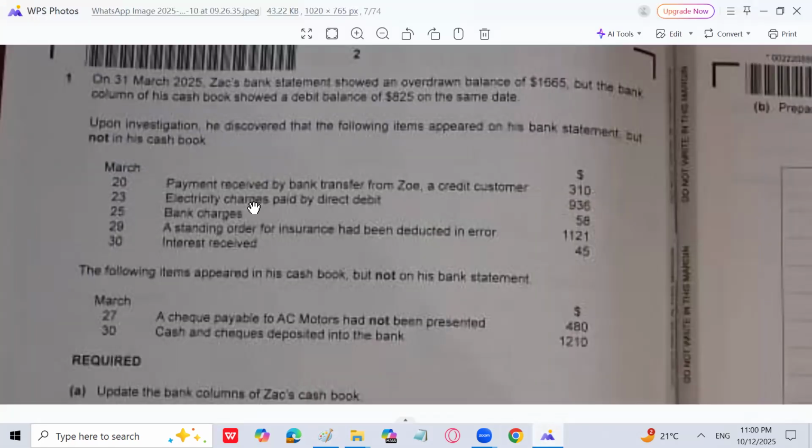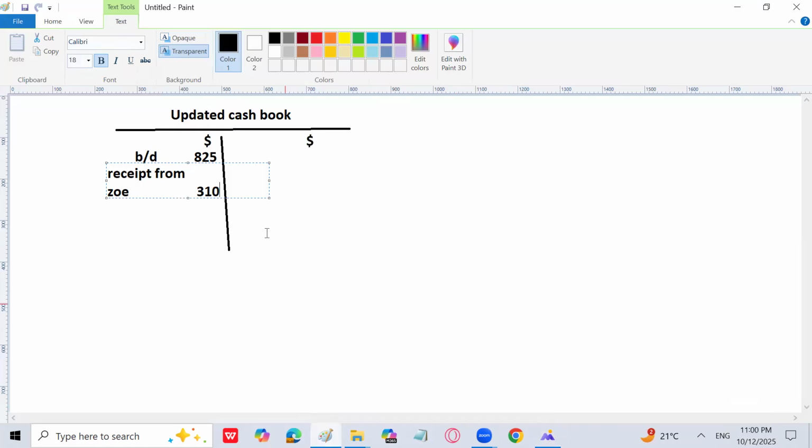Right. Next, electricity charges paid by direct debit. That is going to be 936. So that is the electricity charges, which is a payment. So I will write here.